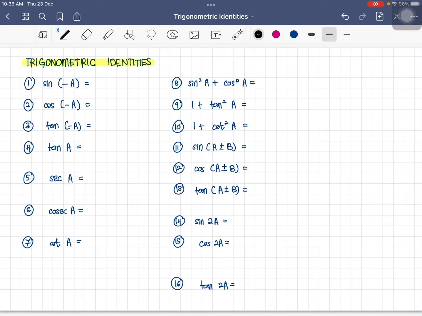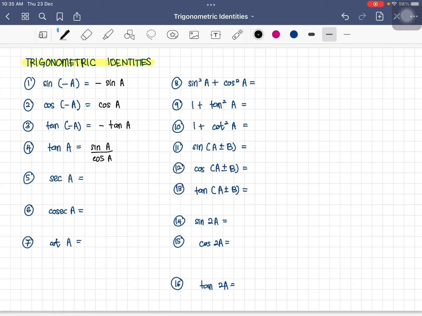Suppose we have sine of negative a, we'll get negative sine of a because sine is actually an odd function. And cos of negative a gives cos of a because cos is an even function. Also tangent of negative a will give us negative tangent of a because tangent is an odd function. We should know that tangent of a is given by sine of a divided by cos of a.